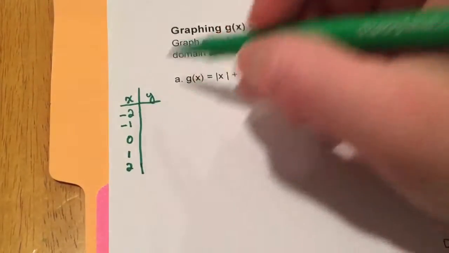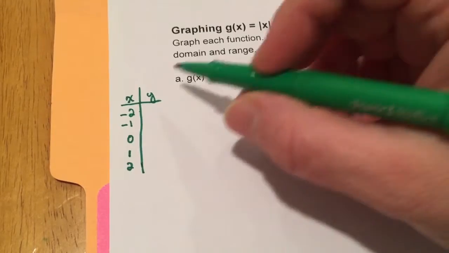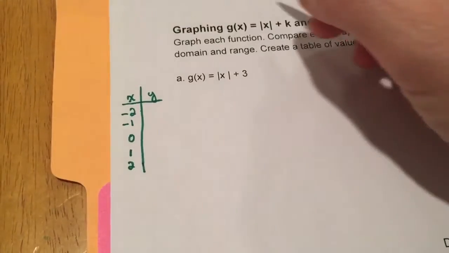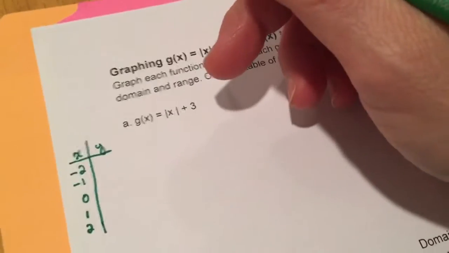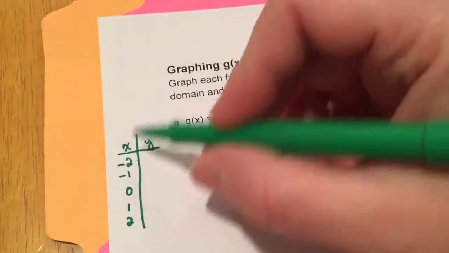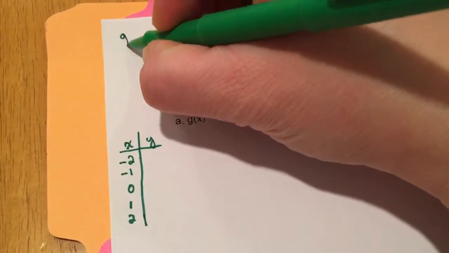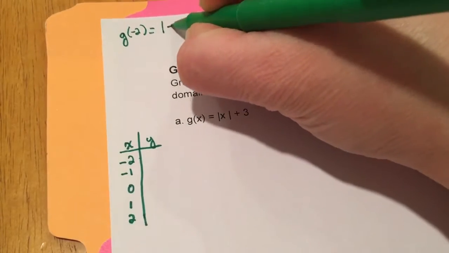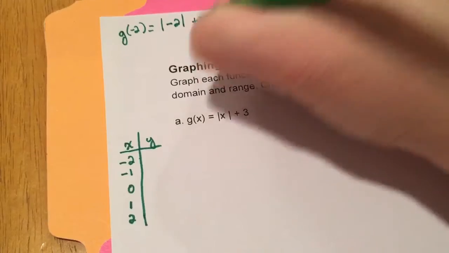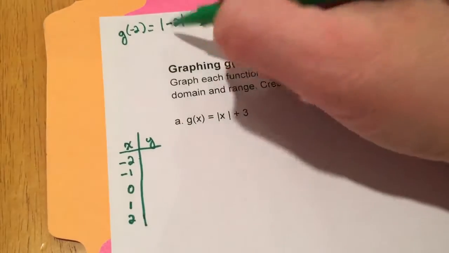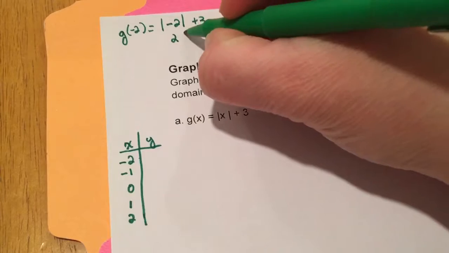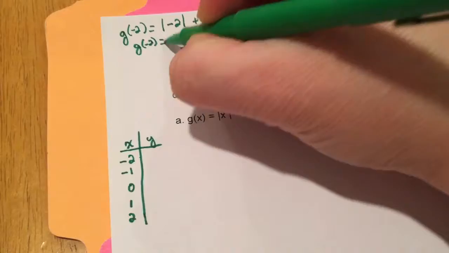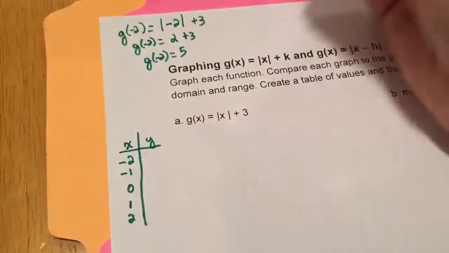We're going to take these values and plug them into this equation and solve for y. Okay? So here I'm going to leave this here, and I'm just going to do them up on the side because I know you guys like to see the problems written out. So first one, I'm going to take -2, and I'm going to say g of -2 is equal to the absolute value of -2 plus 3. Well, the absolute value of -2 is +2. So +2 plus 3 is equal to 5. So g of -2 is equal to 5.